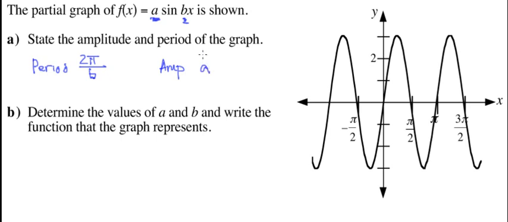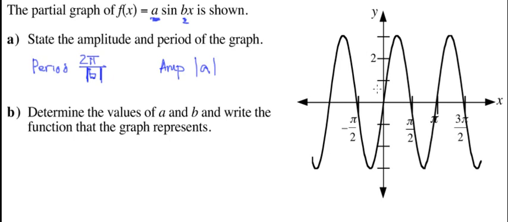And the amplitude is a. Or technically, the amplitude is the absolute value of a, because if there were a negative sign on this, we would throw it out. And I guess to be really, really accurate, I should have absolutes on here because I told you to ignore negatives in b as well. Determine values of a and b and write the function that this graph represents.